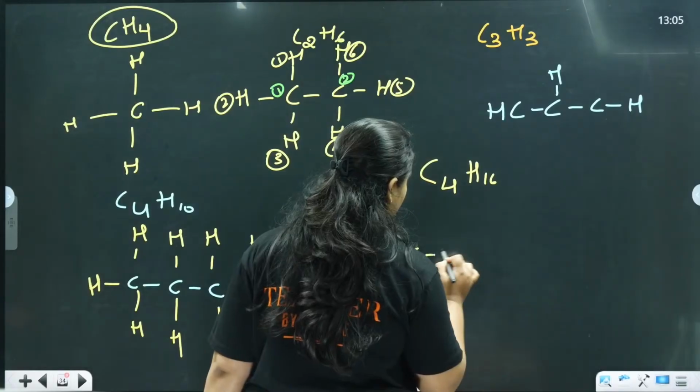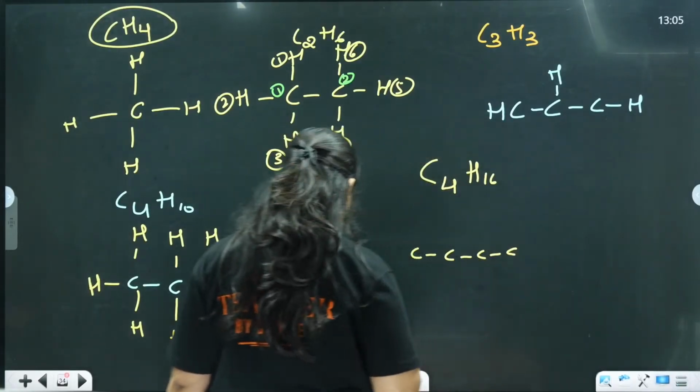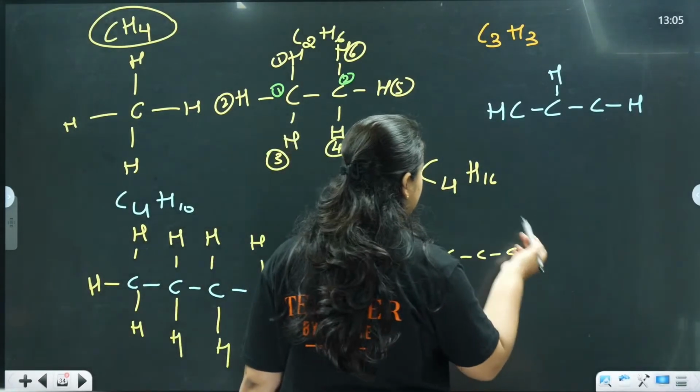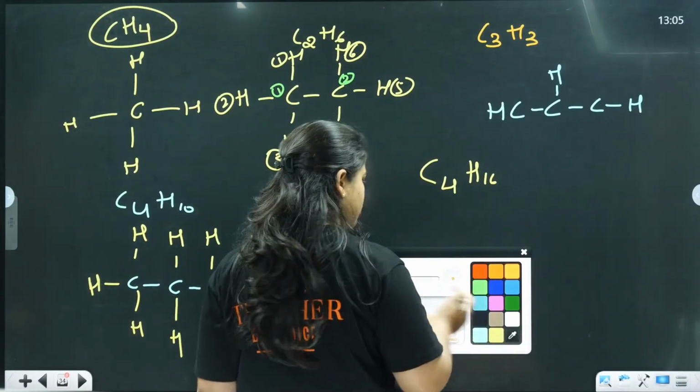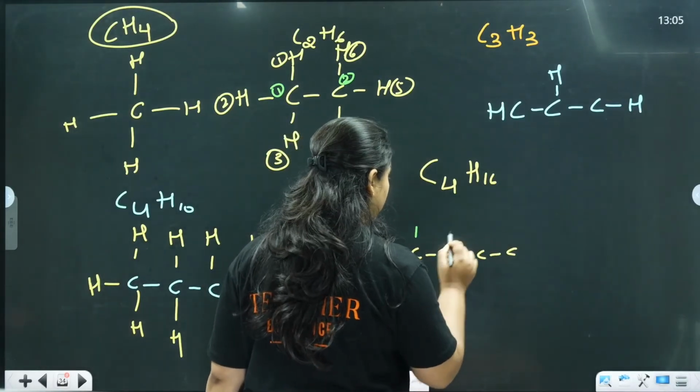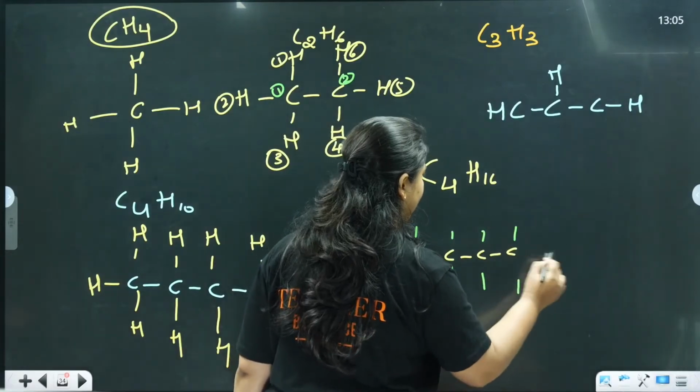C4H16. 1 2 3 4. Hydrogens are 4. How many carbons need to be present for 16? 1 2 3 4 5 6 7 8 9 10.